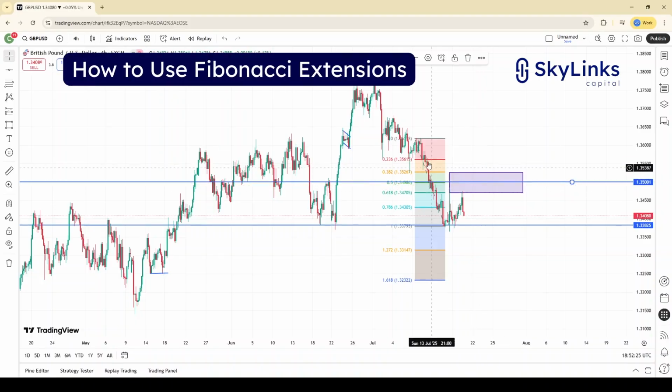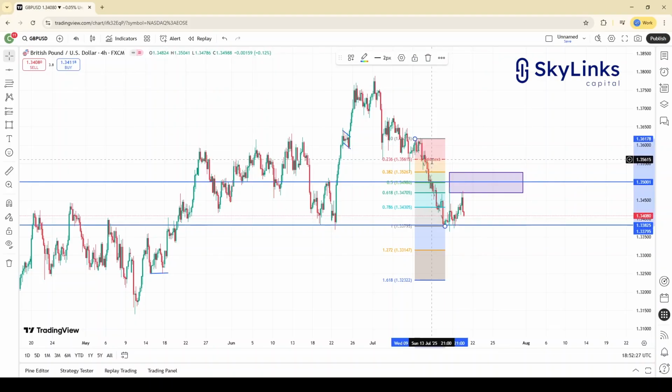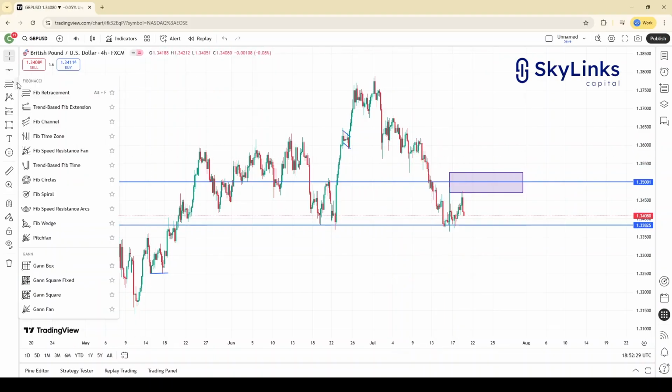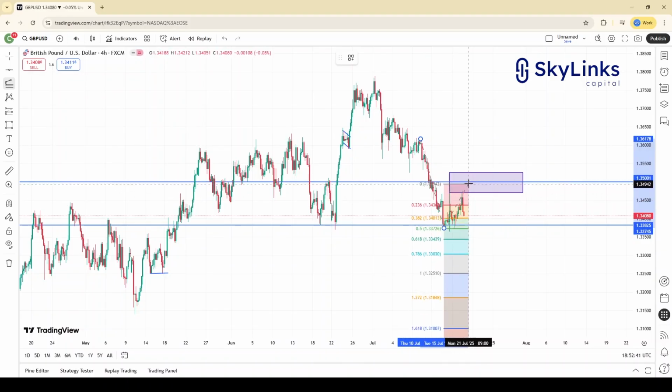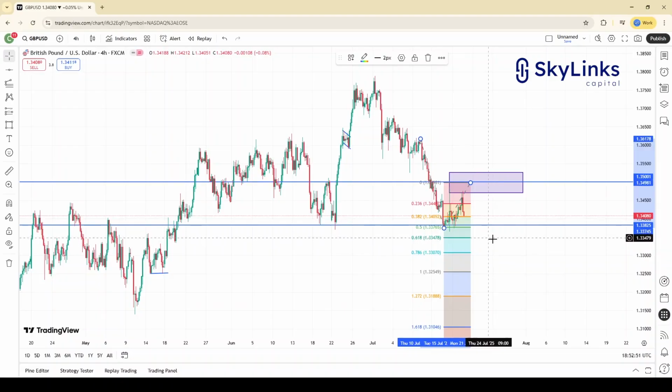We can use them, if I go here, we go extension, and you go from the swing high in this case to the swing low, and then the swing. So we're saying back up to here. If the market comes up to this level, this is where we want to look to sell, and these are our targets. Right, so we're looking for any of these kind of levels down here as becoming a target.